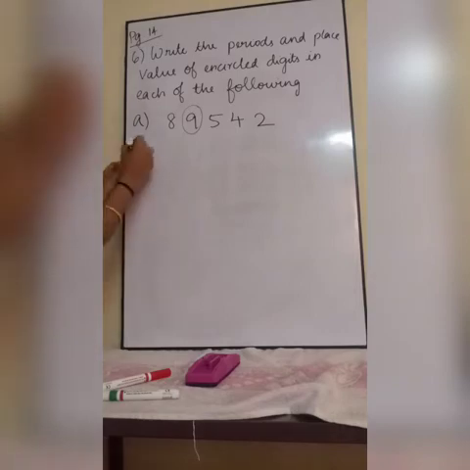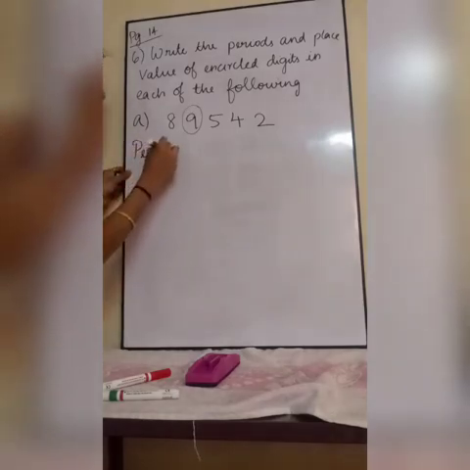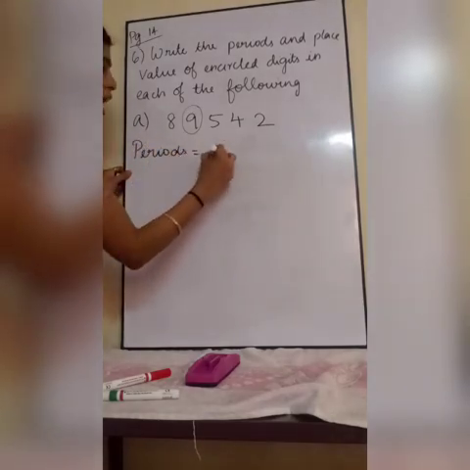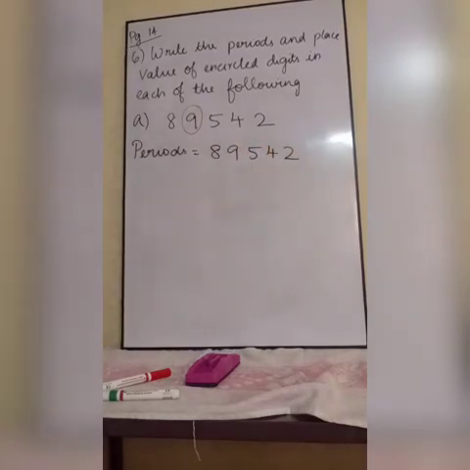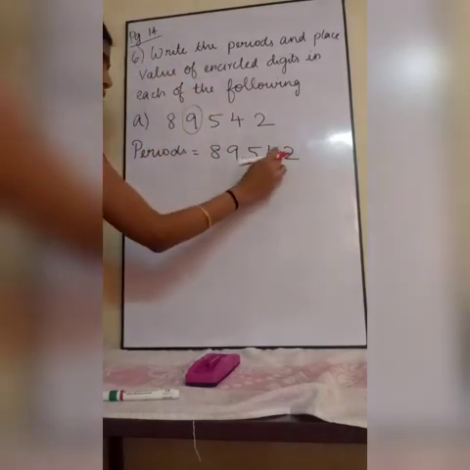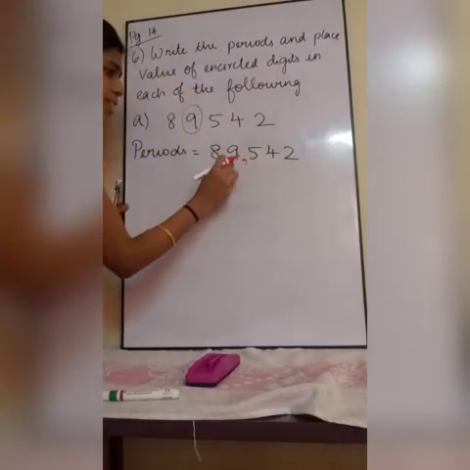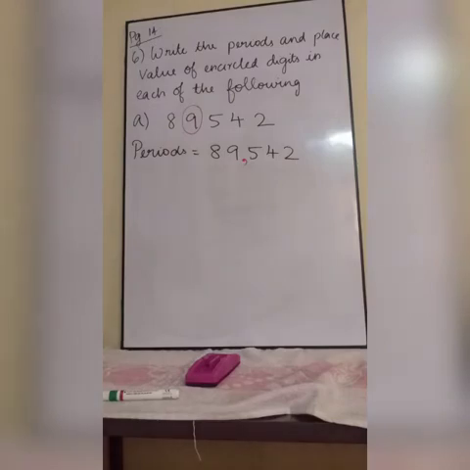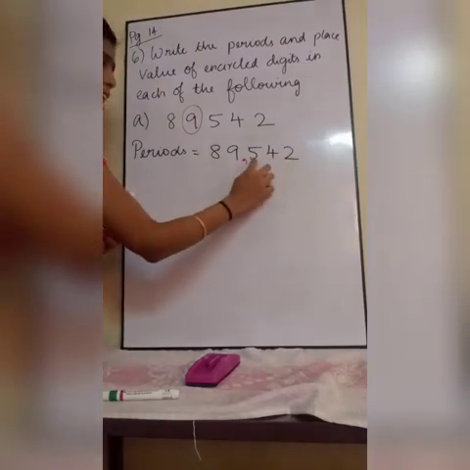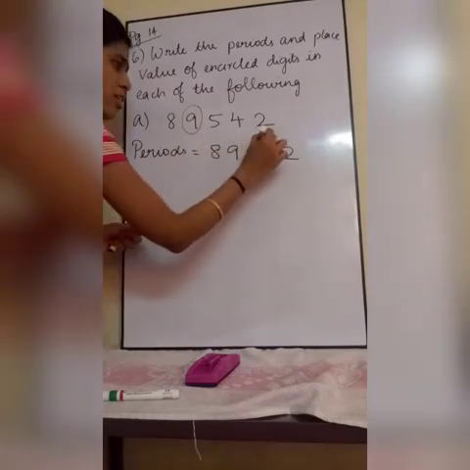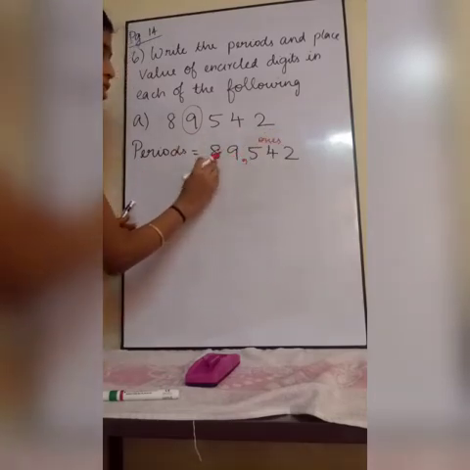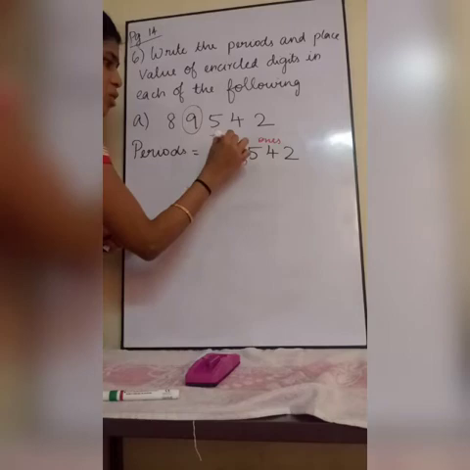First, to find the periods, how will you find? I will write the number first. First I will write the numeral which is given. Then how will you separate? Ones, tens, hundreds, comma, 1000, 10,000. Ones, tens, hundreds is one period, which is ones period, and 1000, 10,000 is thousands period.